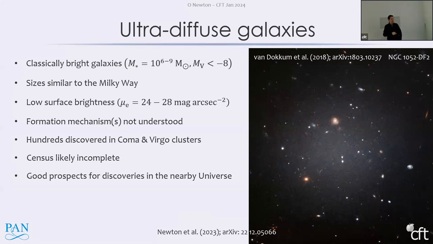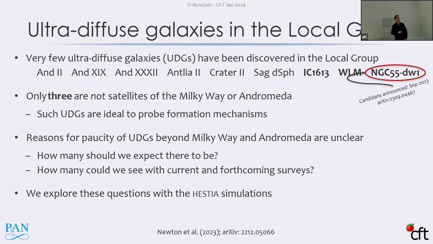So far, we've discovered hundreds of these kinds of objects in very large galaxy clusters. But it's likely, as I say, because they're so hard to detect because of their low surface brightness and so on, the surveys are likely to be quite incomplete. And so our best prospects for discoveries are likely to be much closer to us and perhaps in the local universe. And so this was one of the things we were trying to set out and work out with these constrained simulations was, well, can you form them in the field at the moment?